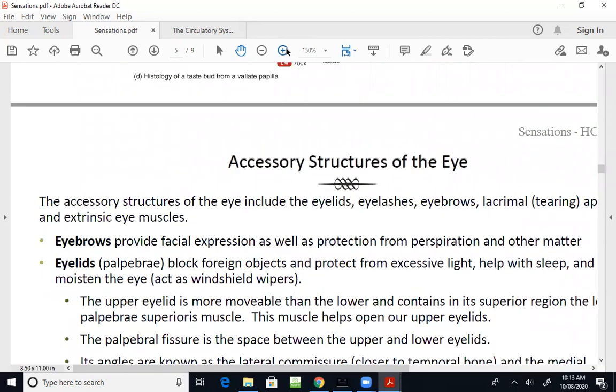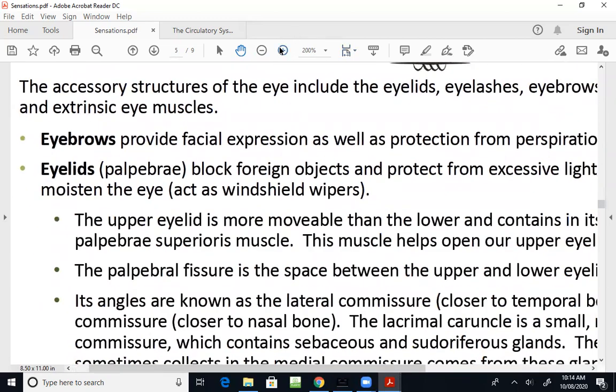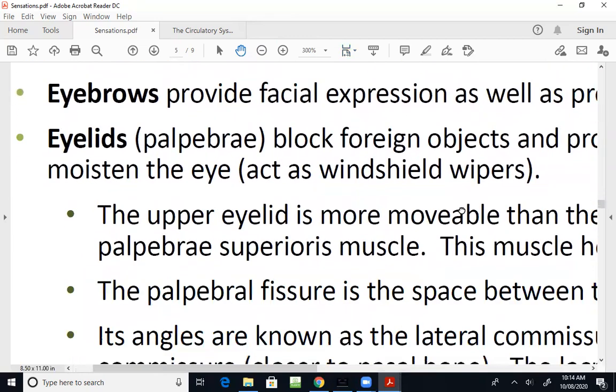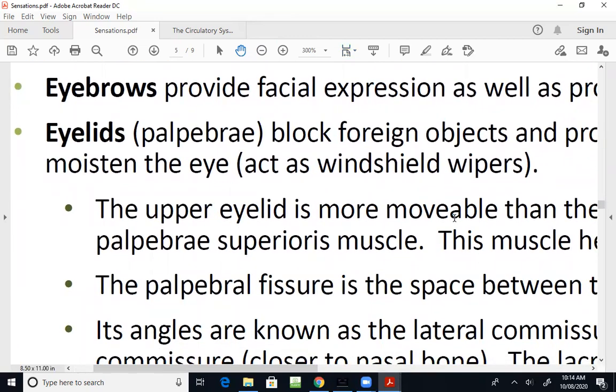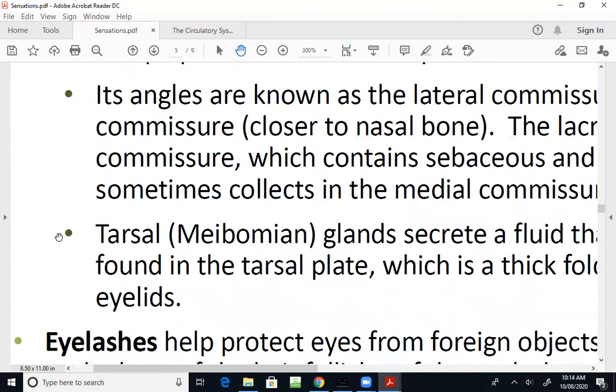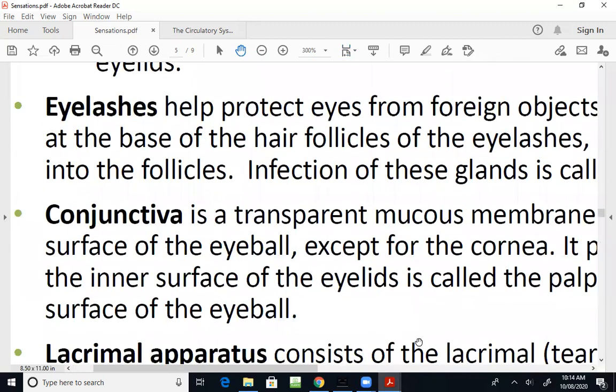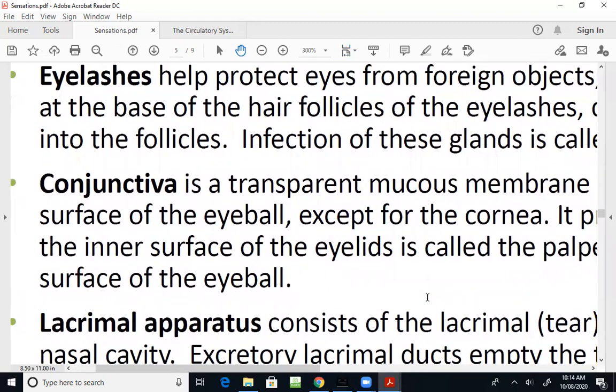Okay, on to our next sensation. We will talk about the eyes, because we're getting ready to talk about vision. Now, we'll get into the eyeball itself, which is the actual structure that allows us to see. But first, there's a lot going on with our eyes with what we call extrinsic structures or accessory structures of the eye. So we'll spend a couple slides here talking about those first.